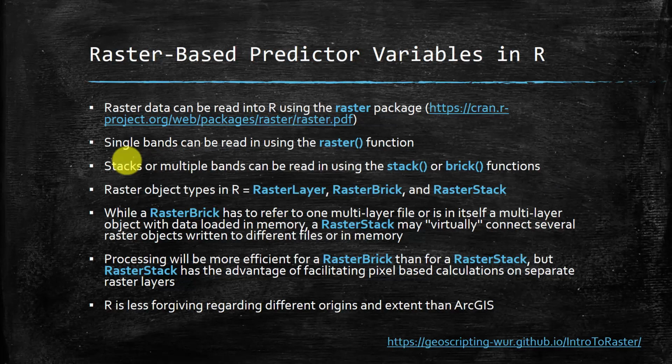I want to make a note on how we get raster data into R, because a lot of the predictor variables that we're going to use are going to be raster grids. Raster data can be read into R using the raster package. This package is designed specifically to read in geospatial raster data. One thing that's nice about raster data is that it's actually a fairly simple data structure.